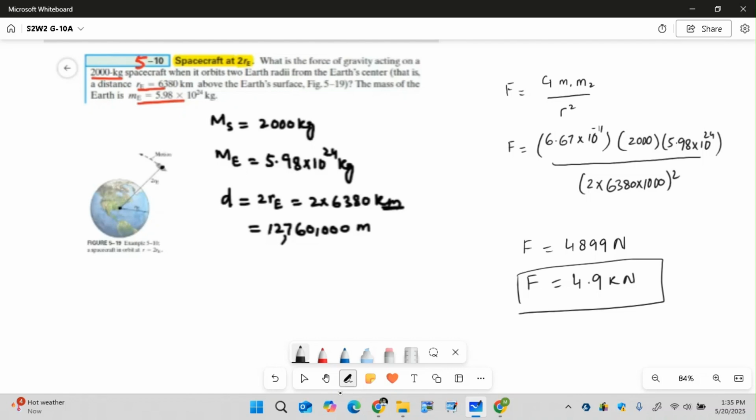So this is a very simple scenario. So we found that when radius is doubled, the force changes to 4,900 newtons or 4.9 kilonewtons.